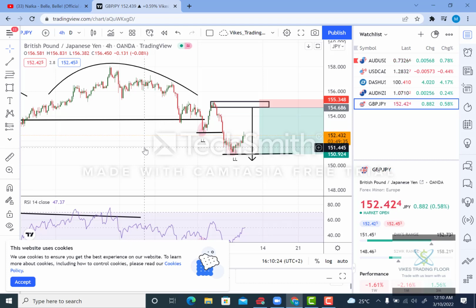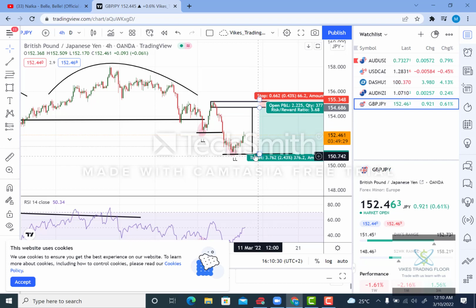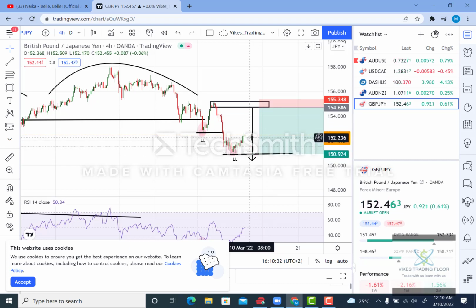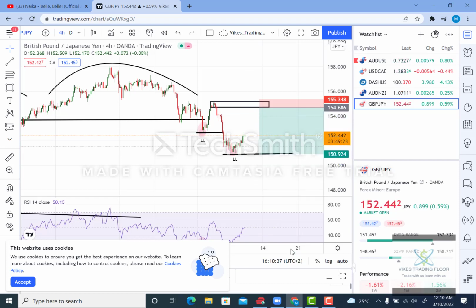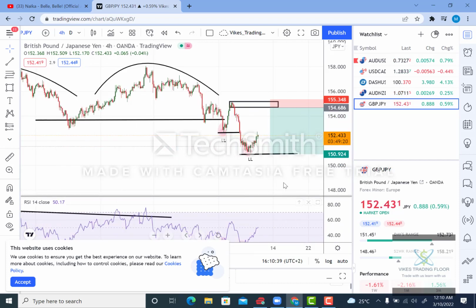Otherwise, you can actually just put a limit there, a stop loss above the OB, and your target in the fresh swing low. And that's it for GBPJPY. Let's see how things turn out to be.